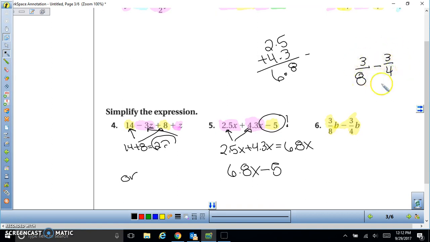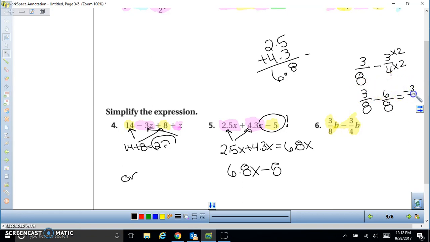In order to subtract our fractions, we need to have the same denominator. 3/8 minus, 3 times 2 is 6, 4 times 2 is 8. Now we can subtract the numerators. 3 minus 6 is negative 3/8. Can't simplify, but we've combined our like terms to say negative 3/8. Again, they are both b's, so I'm going to bring that b with it.